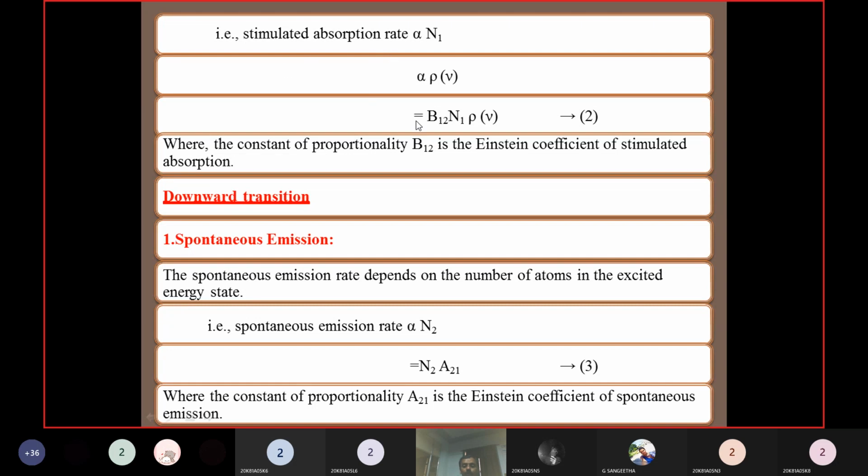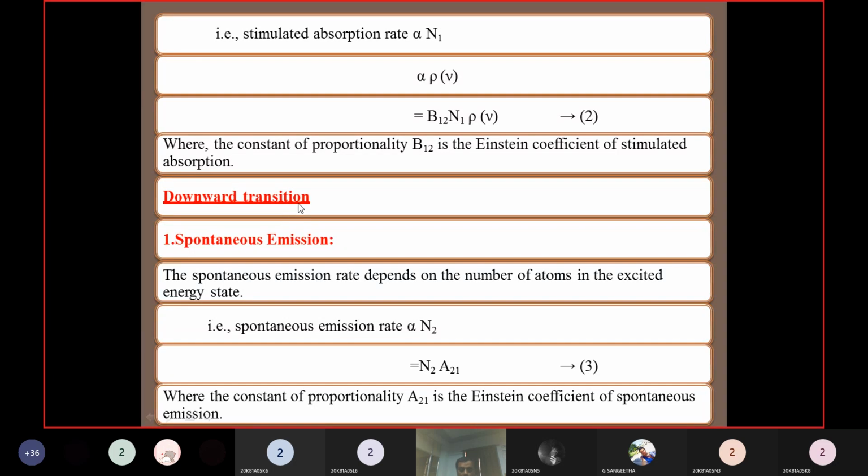Therefore, rate of absorption equals B12 into N1 into rho of nu. Let us take this as equation number 2. Now coming to the downward transition. The absorption process is an upward transition.